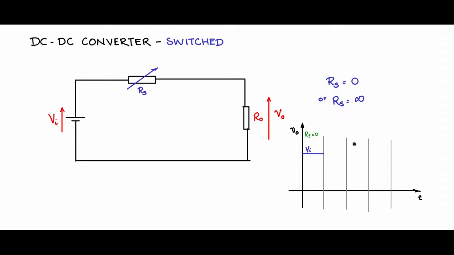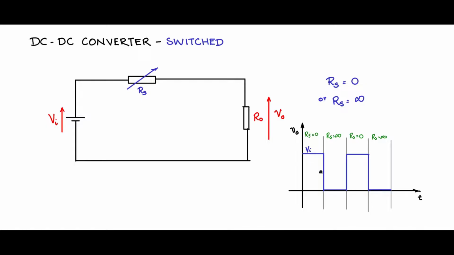Now in this time region, let us make RS infinity, means open this. So when you open this, the entire Vi drops across this, and there is no load current, and therefore the voltage V0 across the load is 0. So this is what we have drawn there. Now let us make again RS equal to 0. So this is shorted. Again Vi comes across V0, and therefore V0 is Vi. And RS infinity again, it repeats in this fashion if we take just only these two possible values of RS.